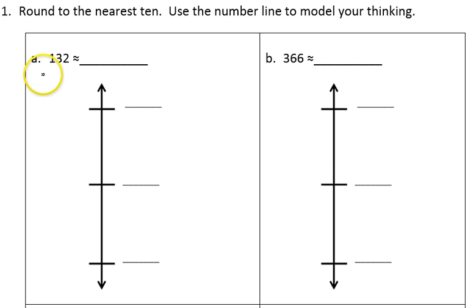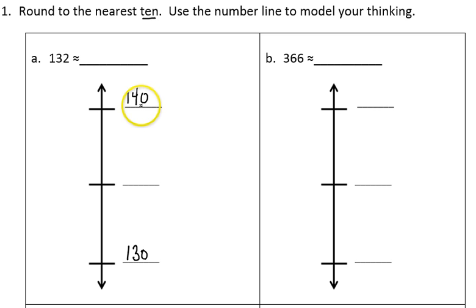I have the number 132. I'm going to round it to the nearest 10. So we need to figure out how many tens that is. Well, a couple different ways you can look at this. When I'm counting by tens, eventually I would get to, let's say, the number 90. So I would count 90, 100, 110, 120, 130, 140. So 132 falls between 130 and 140.